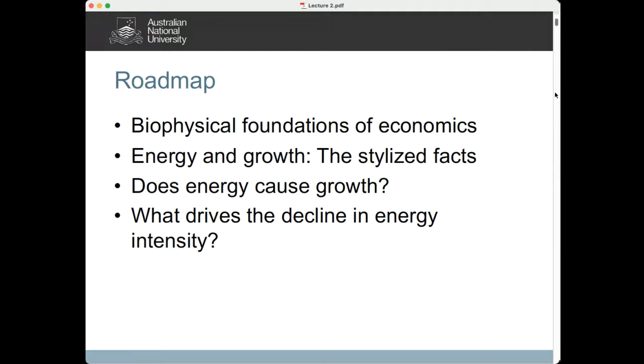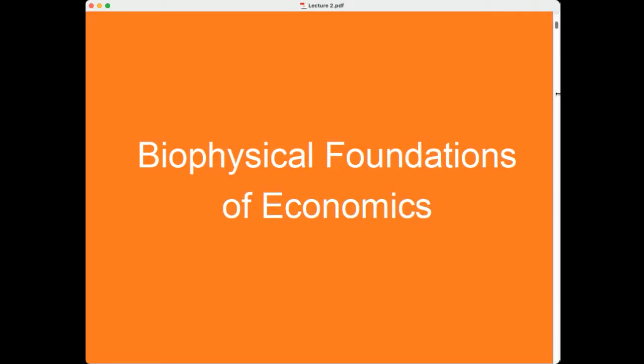And then a paper published in 2014, which was a meta-analysis of the literature about whether energy causes economic growth or not. And finally, some thoughts with a simple theoretical model about what drove the decline in energy intensity. That's really still an open question. So it's going to be a bit mushy, saying, well, maybe there's this, maybe there's that, and the evidence is a bit mixed. But again, we'll hear more about that next week.